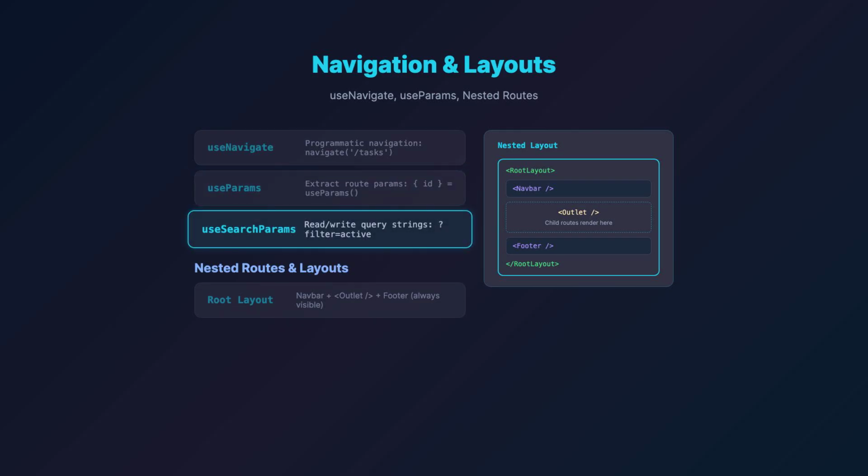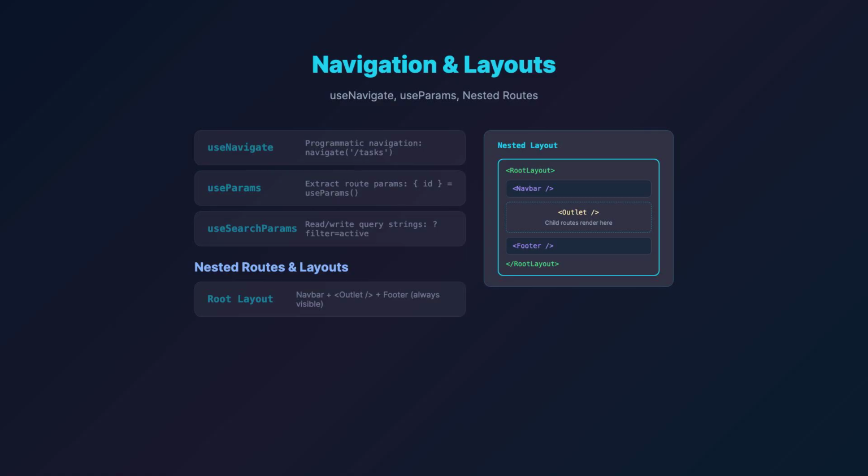useSearchParams works like useState, but for query strings. The URL might be /tasks?filter=active. useSearchParams gives you the filter value and a setter to update it. When you update the search params, the URL changes but the page does not reload.